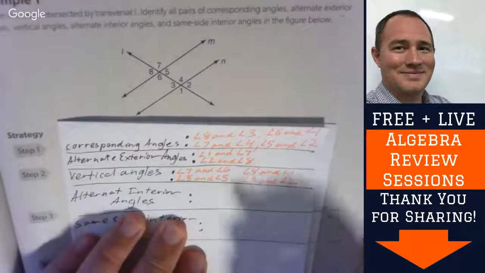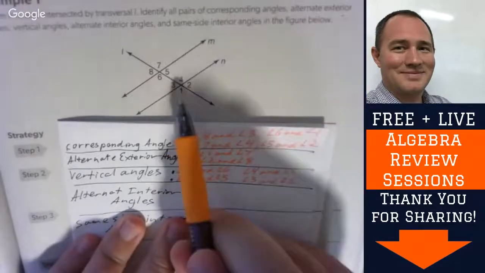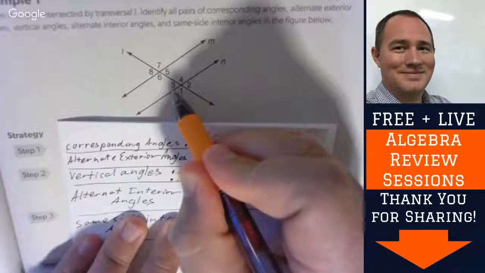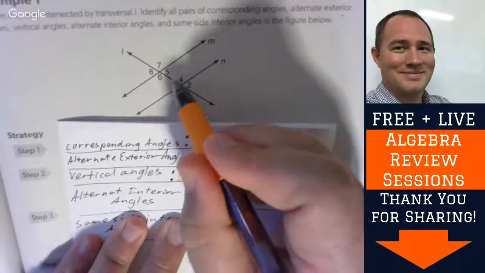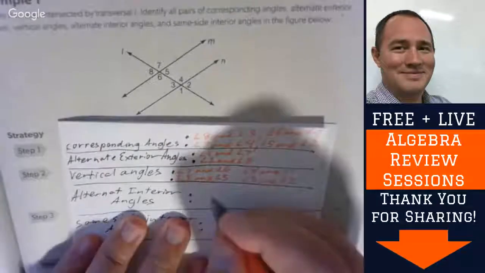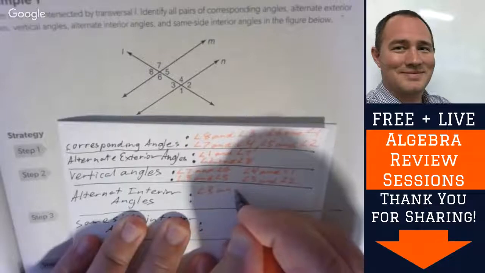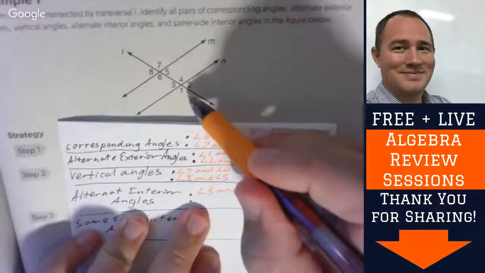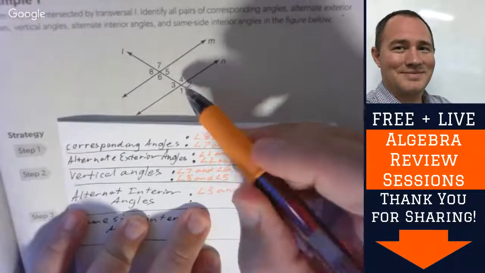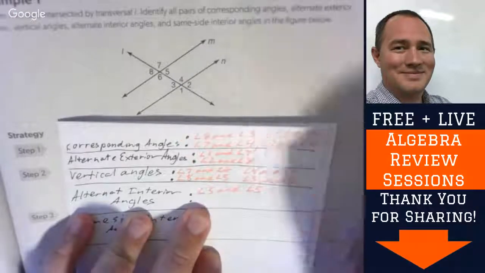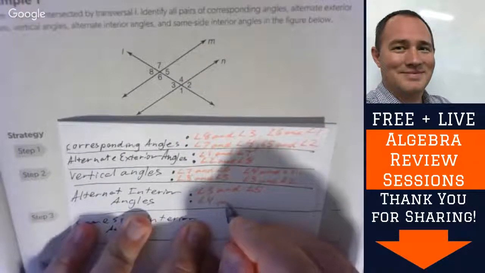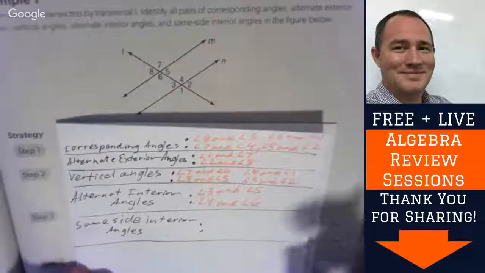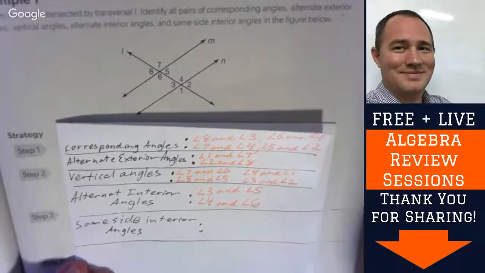Okay, how about alternate interior angles? Those are similar to what we looked at before, but now, if we're looking on the inside, 3 is one of our angles on the inside, and on the alternate side, 3 is going to find a buddy with 5. The other set of alternate interior angles is going to be 4 and 6. And that's all of our alternate interior angles.